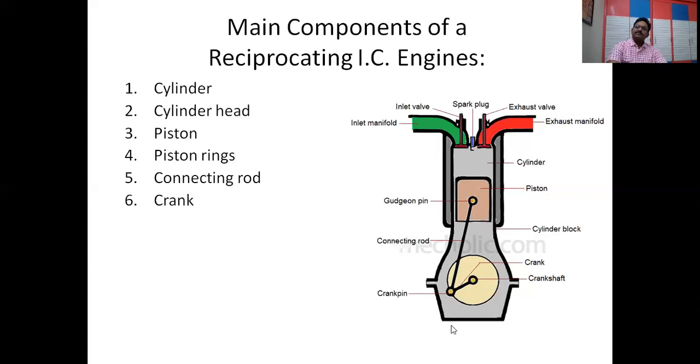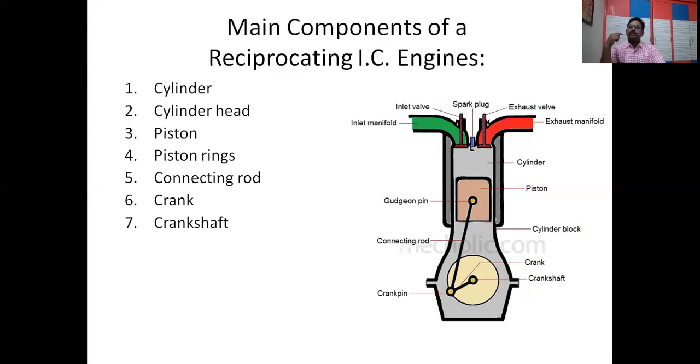And crank. This crank will be there. And the connecting rod will connect between a piston and a crank. So the crank will rotate, and this reciprocating motion of the piston will be converted into rotary motion with the help of the connecting rod. And this connecting rod is connected to the crankshaft. The crank is connected to the crankshaft.